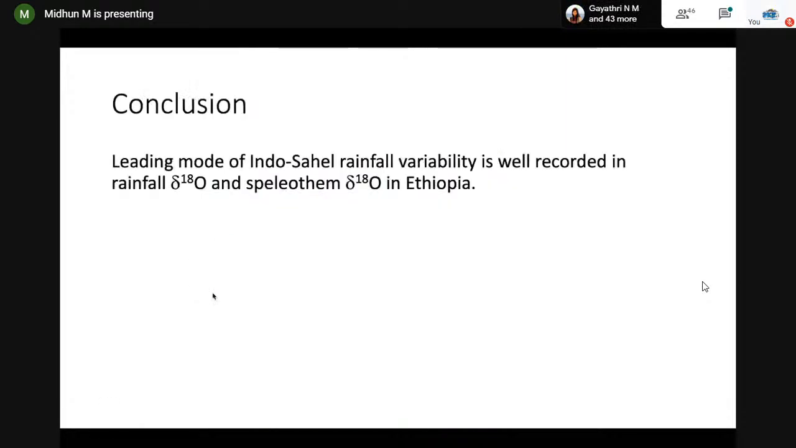So the final conclusion is that the leading mode of Indo-African rainfall variability is well recorded in rainfall delta 18 and speleothem delta 18 in Ethiopia.